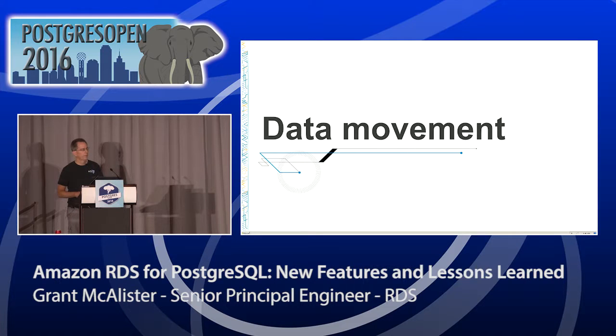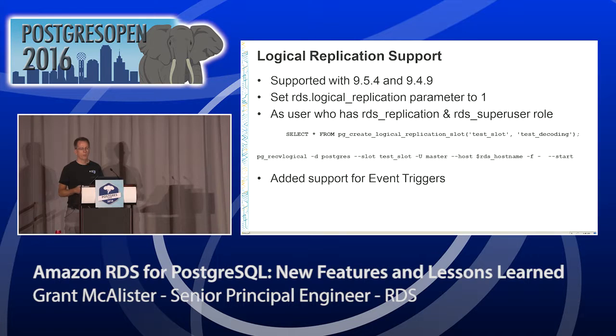Let's move on to things we've updated in the data movement area. So this was a big announcement that we did yesterday. We added logical replication support for RDS. So what this means is if you're on our new minor releases of 9.5.4 or 9.4.9, or in the future anything we release greater than that, you have the ability to do logical replication. So we have a parameter, again another custom GUC, called rds.logical_replication, and if you set that to 1, we'll set a bunch of things in the background, like the WAL level, to make it possible for you to do logical replication.